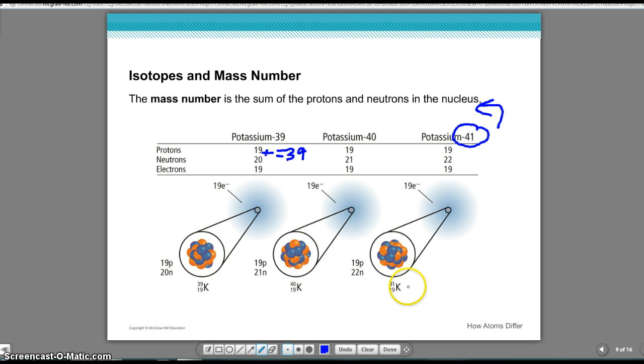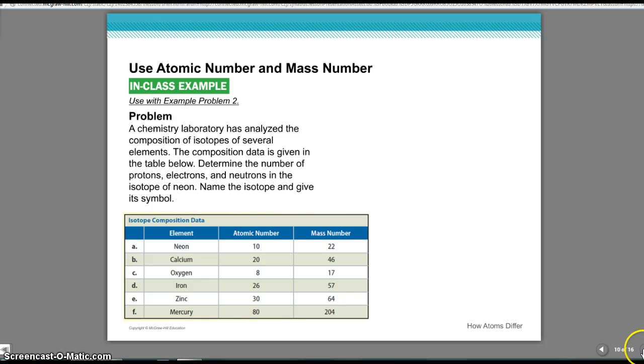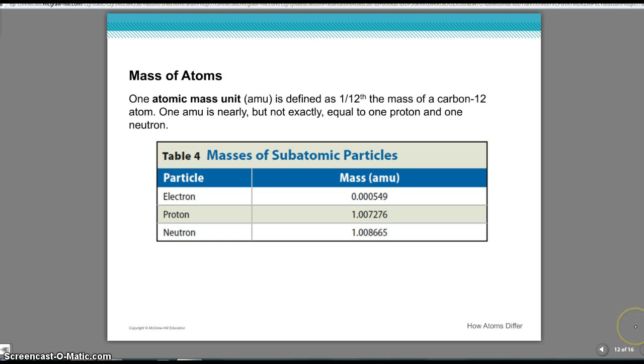Okay. Now, when you have an element written in this notation down here, the number on top is the mass number, the number on bottom is the atomic number, and then you use the symbol for the element instead of the name. So potassium 41, K for potassium, 41 on top, and then 19 is the atomic number that goes on the bottom. Okay, we're going to skip the example. And talk about the mass.